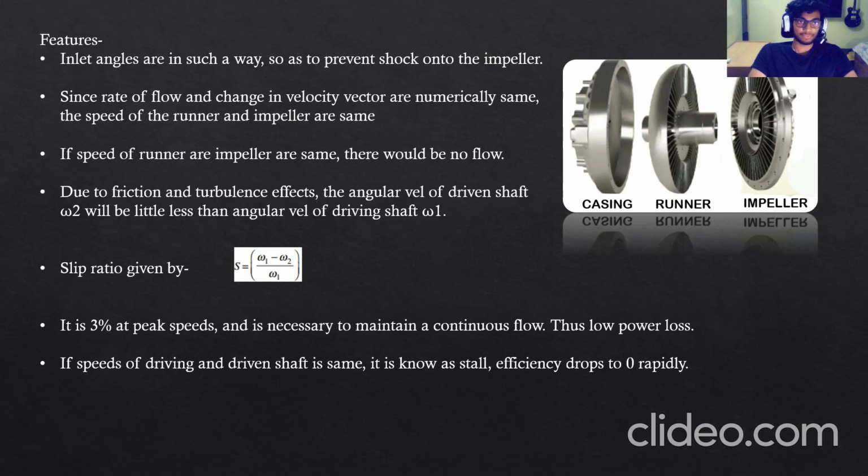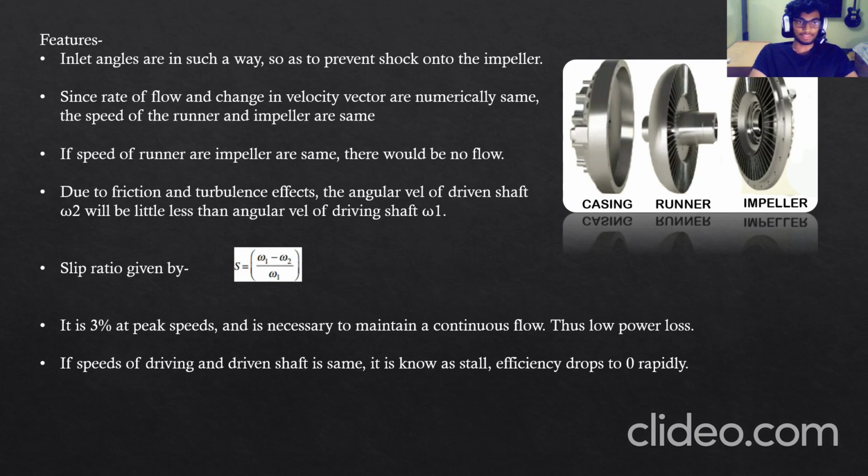Now, if the speed of the runner and the impeller are the same, in that condition, there will be no flow. But due to friction and turbulence effects, the angular velocity of the driven shaft, which is given by omega 2, will always be a little less than the angular velocity of the driving shaft, omega 1.